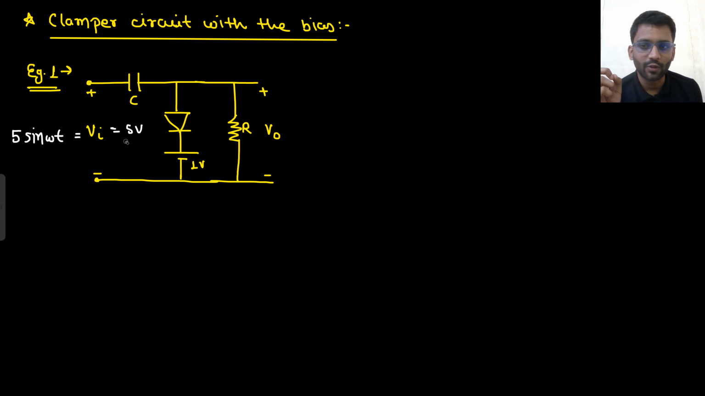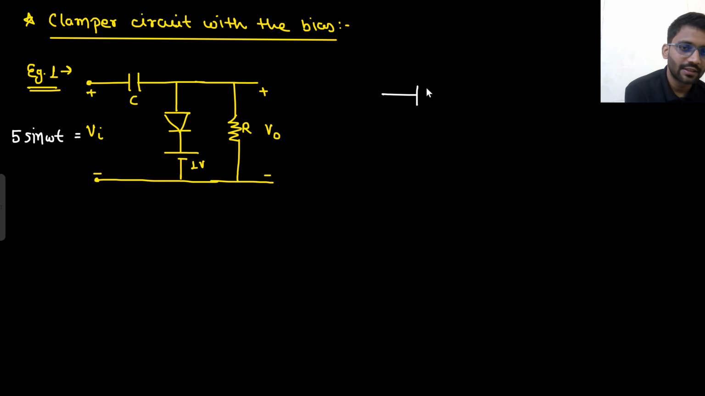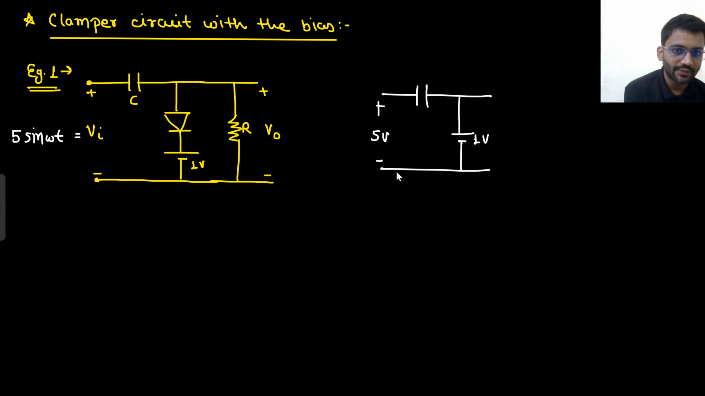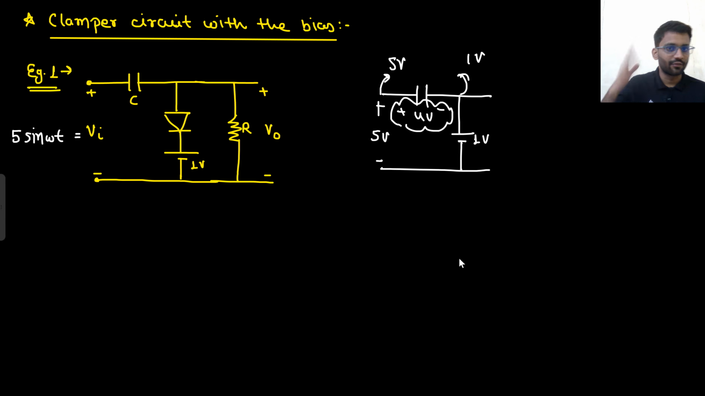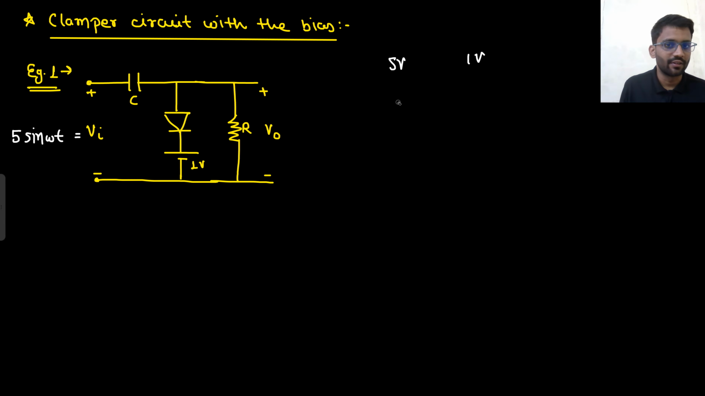And if the diode turns on, what will happen? This is the capacitor, diode turns on. That means diode will be shorted, and here it will be 1 volt, and here it is 5 volt. So by how much voltage will the capacitor charge? By 4 volt only, because this end of capacitor is at 5 volt and this end of capacitor is at 1 volt. So what will be the steady state voltage across the capacitor? That will be 5 minus 1, 4 volt. So steady state voltage across the capacitor will be 4 volt, right?